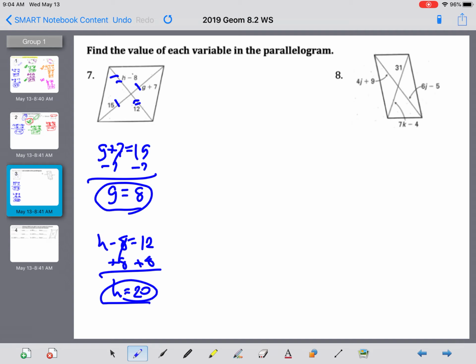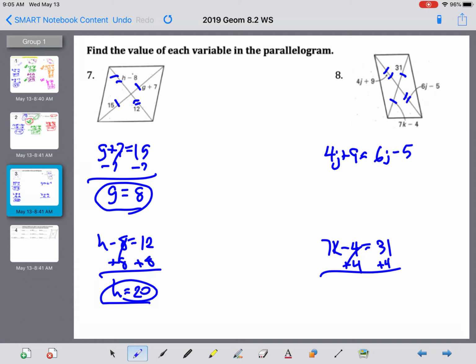Okay, over here, same thing. This is the same as that. This will be the same as that. So 4J plus 9 has to be equal to 6J minus 5. And we're going to get 7K minus 4 equals 31. I'm going to start with this bottom one here. 7K equals 35. K equals 5 after the divide step.